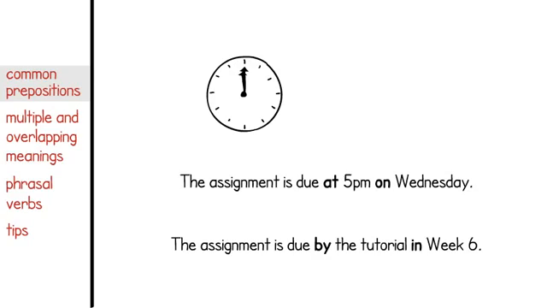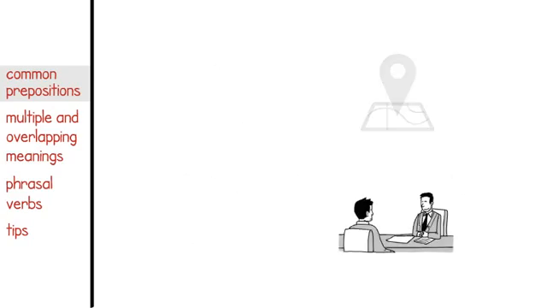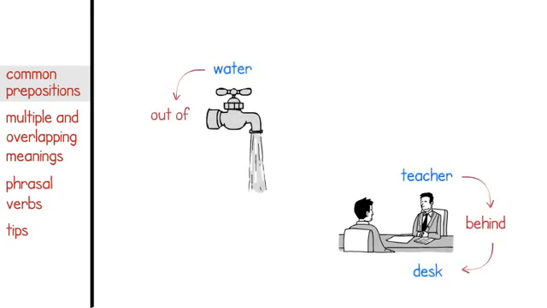Prepositions can also refer to something's location or movement. For example, the teacher sat behind the desk. The water flowed out of the tap. There are many other types of prepositions that refer to a relationship between the elements of a sentence.